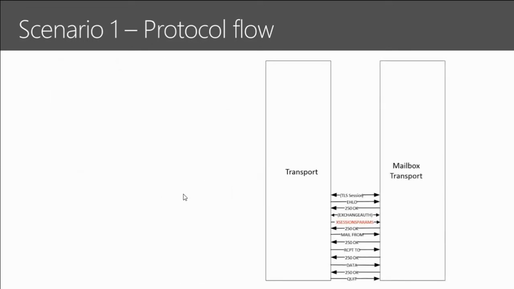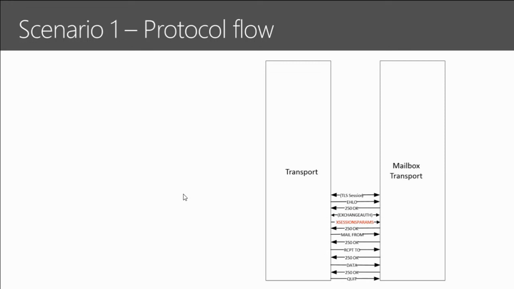Communication between the transport and the mailbox transport service looks like this. I told you it's SMTP. What it's doing is basically talking to the mailbox transport service that's on the box where the mailbox is. It's doing the regular EHLO, 250 OK, or the Exchange auth command, so it's authenticating. And now there's this verb that's passed, which is XSESSIONPARAMS. And it's in this verb that we send information to the mailbox transport service as to which database this user belongs to. So the mailbox transport service knows to open a MAPI connection against which of the many databases on the machine.